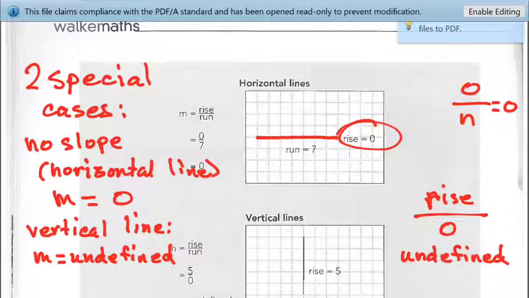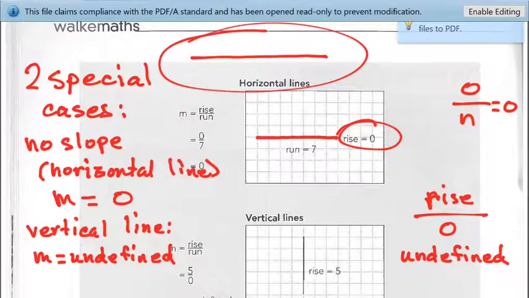M is the letter that stands for slope or gradient. Remember, that's just another way of writing slope or gradient, and I'm going to write that more than anything else. But you can write out the word slope if you want to. So, what if I have this line that I just drew right there? Horizontal, so slope of 0.